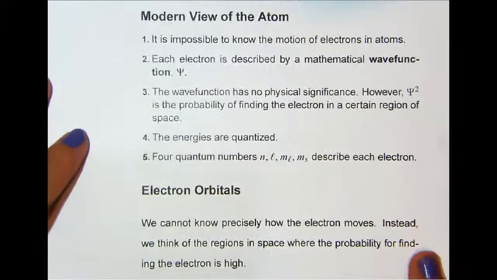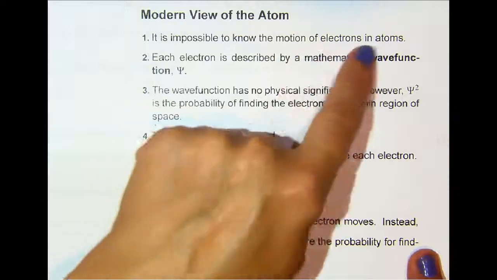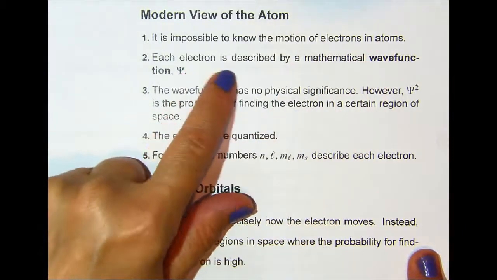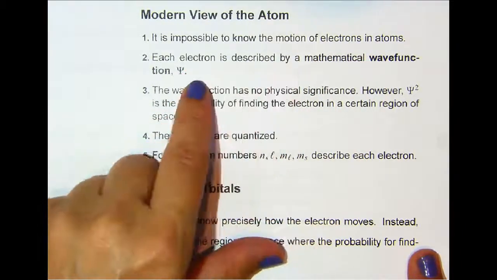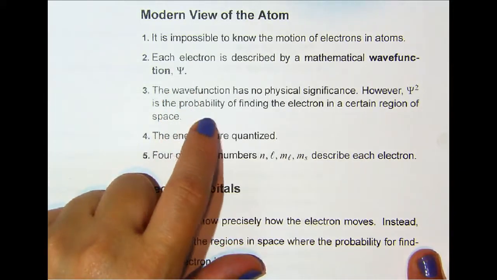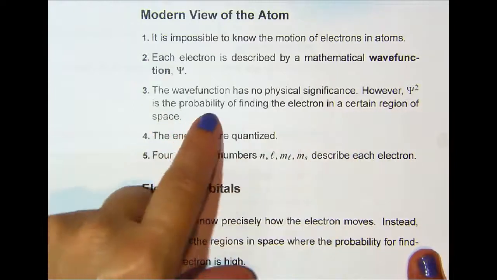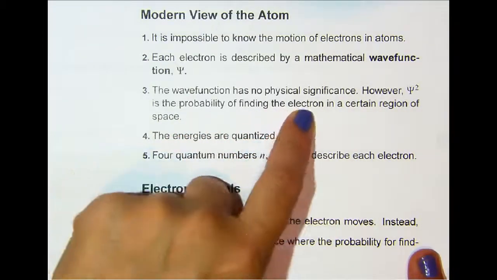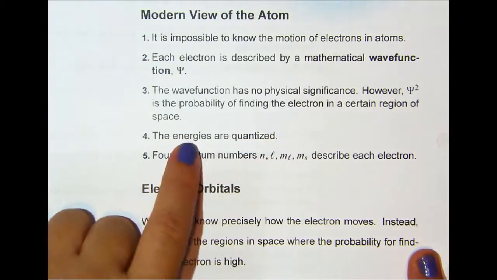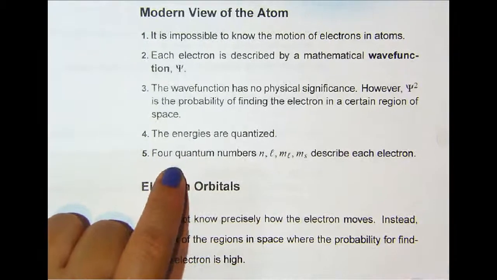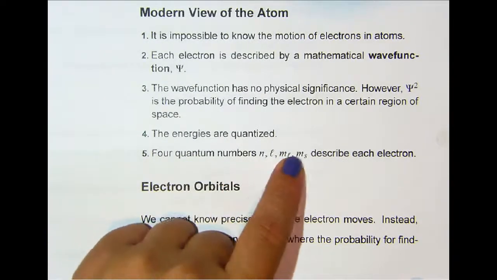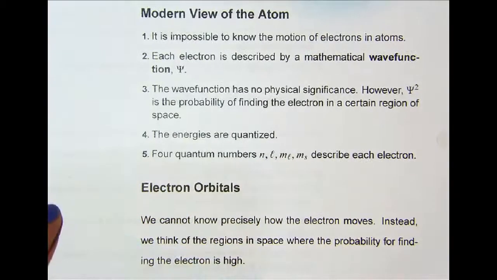The modern view of the atom. It's impossible to know the motion of electrons in atoms. Each electron is described by a mathematical wave function psi. The wave function has no physical significance. However, psi squared is the probability of finding the electron in a certain region of space. The energies are quantized. Four quantum numbers, n, l, m sub l, m sub s, describe each electron.